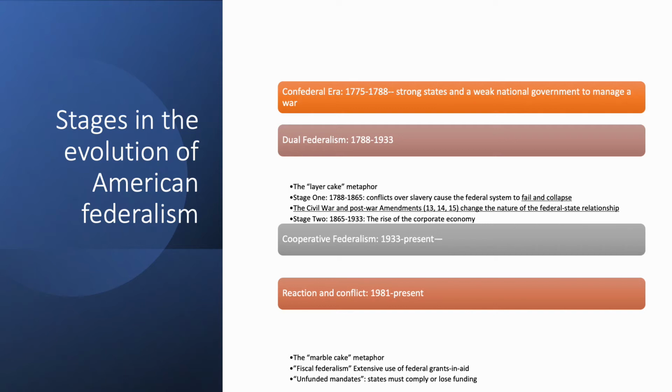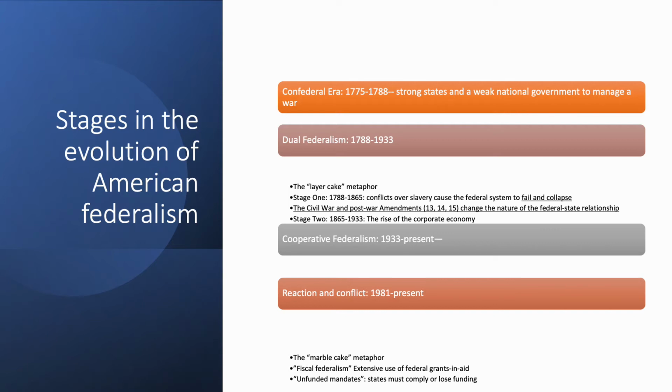Now, we're still in a system of dual federalism, but from the Civil War through 1933, we have a second stage of dual federalism, which is a more powerful national government that is working increasingly with a growing national corporate economy. And what changed it was first the Civil War itself, the fact that the South just lost. And second, the amendments to the Constitution, 13, 14, and 15, that changed the nature of the relationship between the national government and the states.